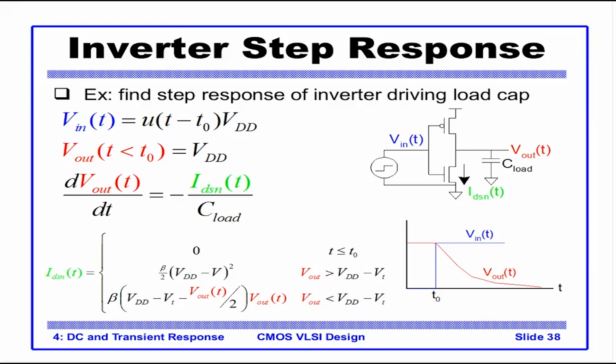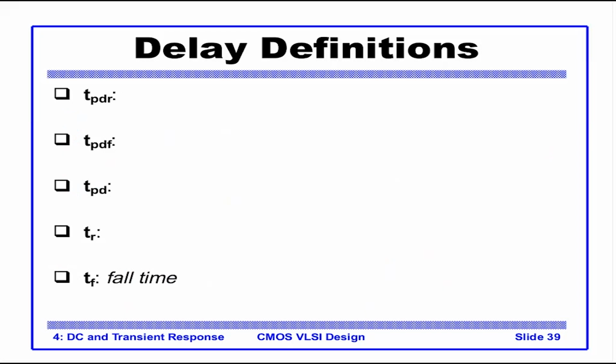This graph here shows what happens to V out when V in changes suddenly. Obviously, V out will go to 0 after some time, since the pull down network is active now, but we are looking to find the equation for this curve. So here we will define some parameters for delay. TPD means propagation delay, R means rise, F means fall. TR means how much time it takes for the signal to rise. TF means how much time it takes for the signal to fall.